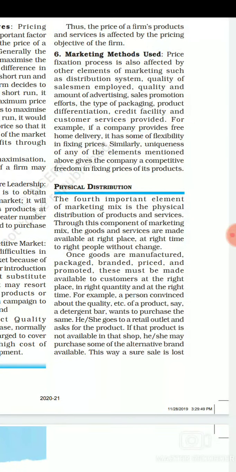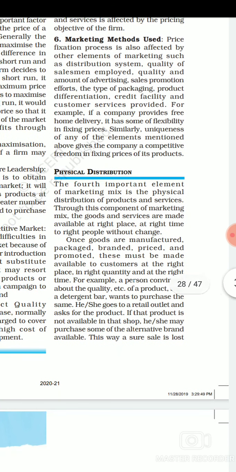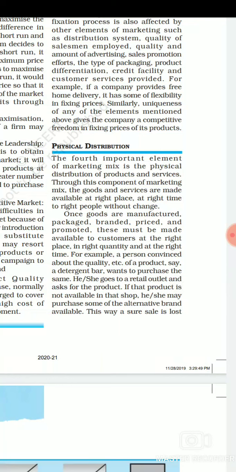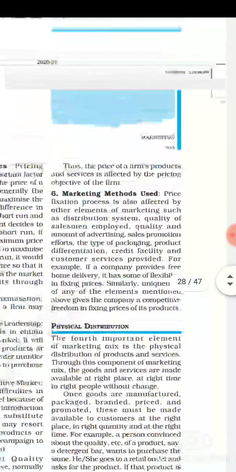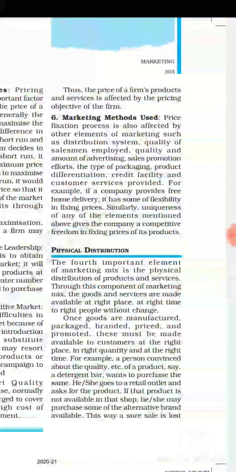Now this also affects the pricing of any product, that is, what are the different tools or what are the different marketing methods which have been used for the purpose of promoting and for the purpose of exchanging goods from producer to consumer. Now it means pricing is a process which is affected by some marketing elements, like how your distribution is, what the quality of the salesman is whom you have employed, who is informing about or selling your good, the quality of the advertisement, what your sales promotion efforts are, what tools, what kind of packaging has been done, how you have differentiated your product, what your credit facilities are. So these are all the different kinds of things which are going to help you during the time of fixing prices, right? So children, this is all about pricing and the different factors which affect pricing.